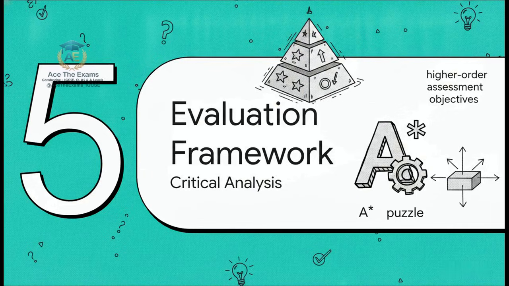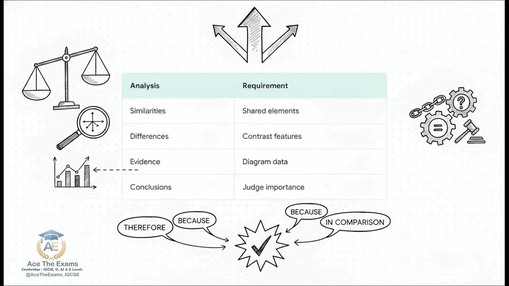Finally, we arrive at Section 5, the evaluation framework. This is the final piece of the A-star puzzle. This is where we present the complete mathematics answering system, satisfying the higher-order assessment objectives through robust, undeniable evaluation. And this brilliantly illustrates how top students construct their final answers. This is your cheat sheet recap.